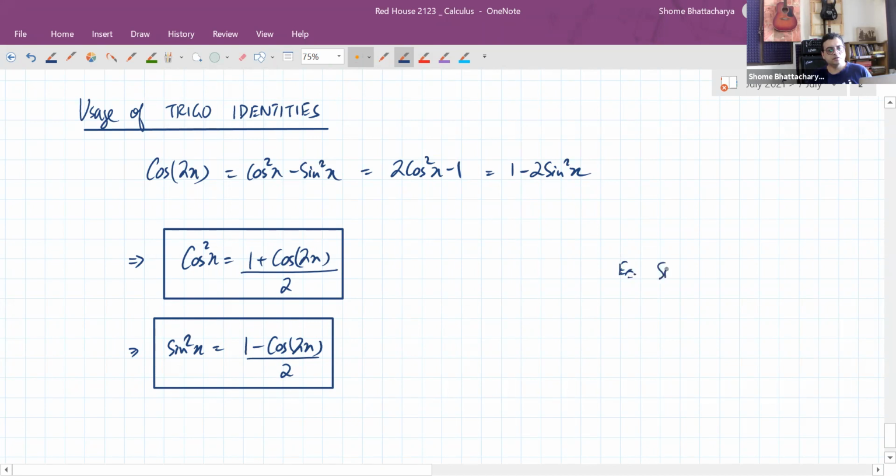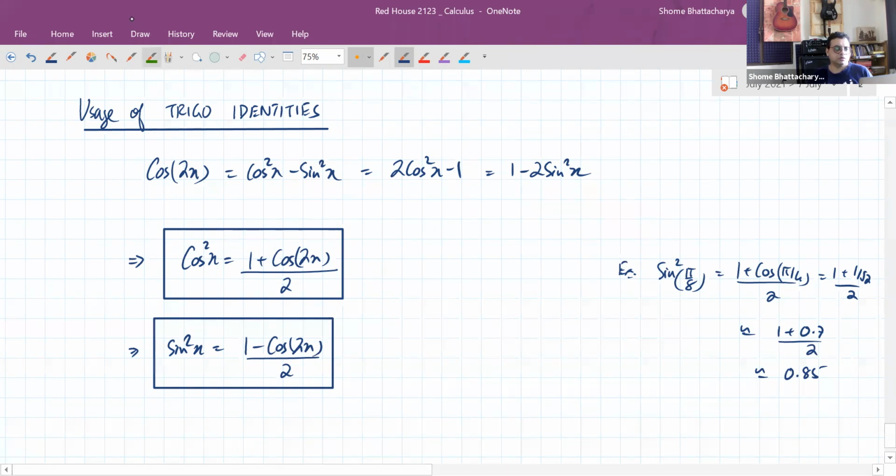For example, we want to find cos square of pi by 8. So that is 1 plus cos pi by 4 by 2. Oh, sorry, this is cos square. So this is an example of how we have used this identity for doing a calculation. But now we'll see how we use it in integration.